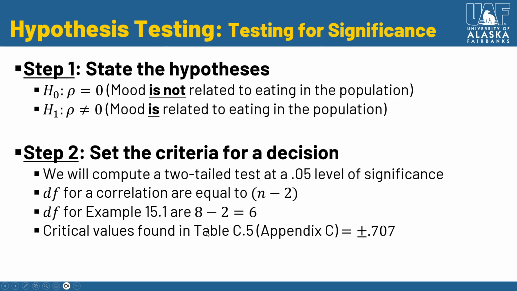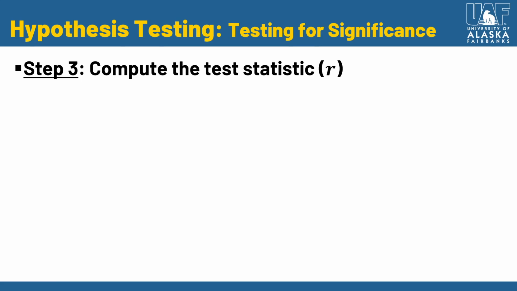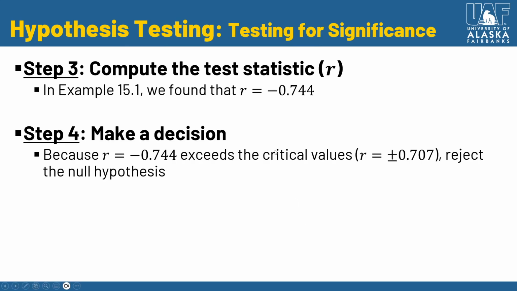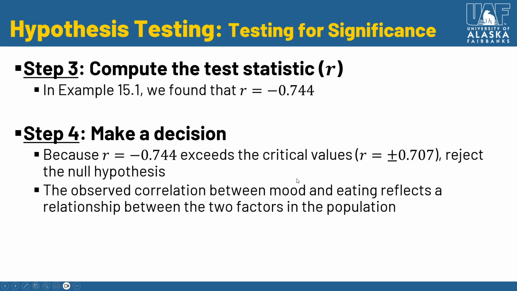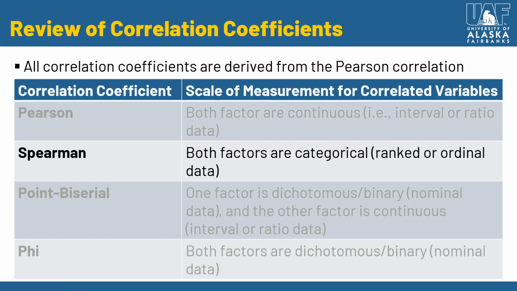Critical values we'll look up in one of our tables as per usual. Based off our degrees of freedom, we find a critical value, and then we just make a decision, right? Just like we've done with other tests. We compare our obtained value to the critical value, and here we can reject the null because our correlation, our r, is minus 0.74, and our critical value is plus or minus 0.71. Therefore, we know it's outside of that critical region, and we can reject the null. Okay, so that was that.